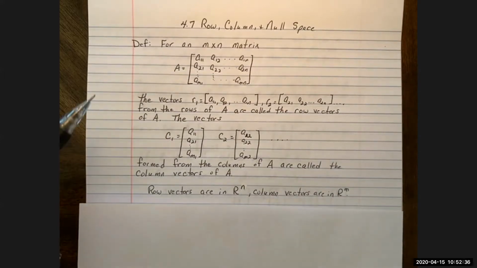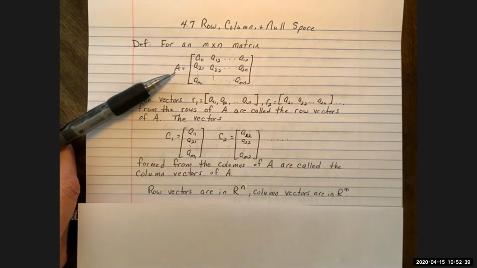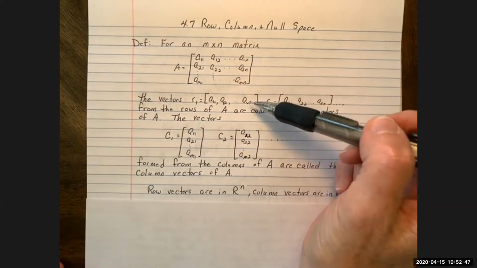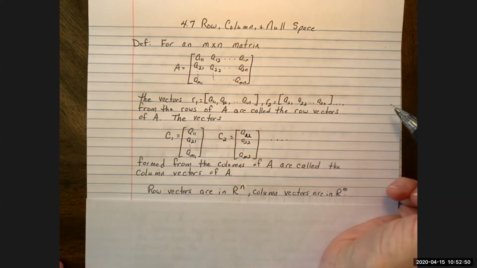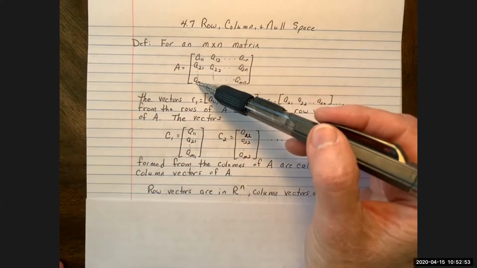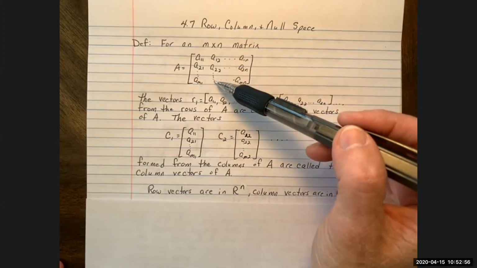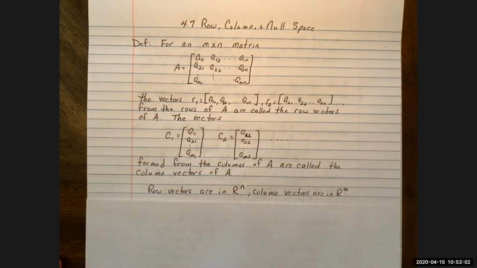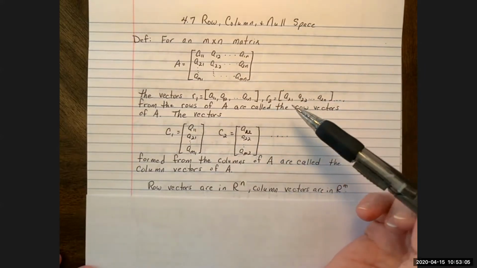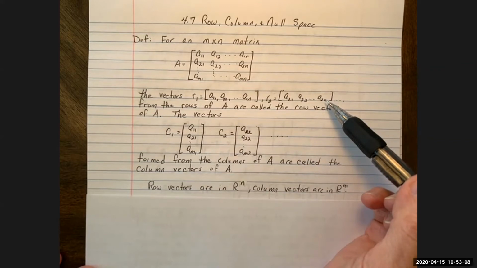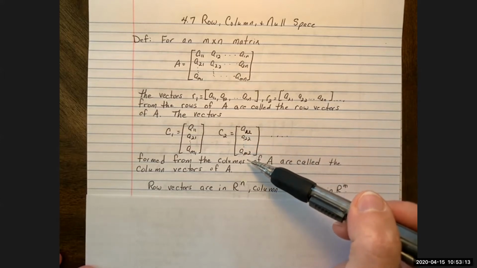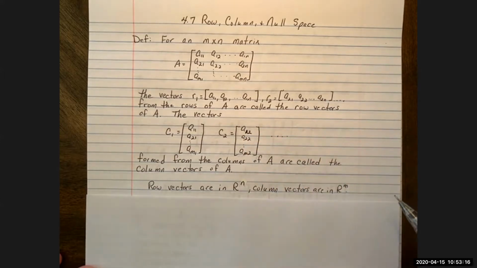If we have a matrix A with the typical entries A11, A12 in the first row, A21, A22, etc., and you take the rows of that matrix and write those as vectors, those are called the row vectors. If you take the columns respectively, A11 to Am1, A12 to Am2, etc., those are called the column vectors. Row vectors have n entries, so those are elements in Rn, and column vectors have m entries, so those vectors would be in Rm.